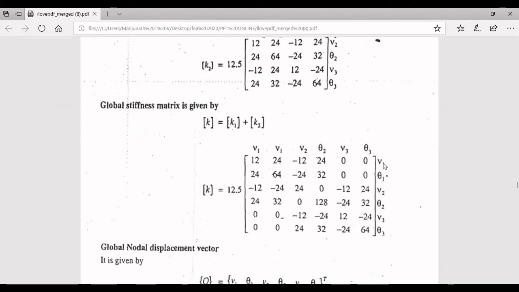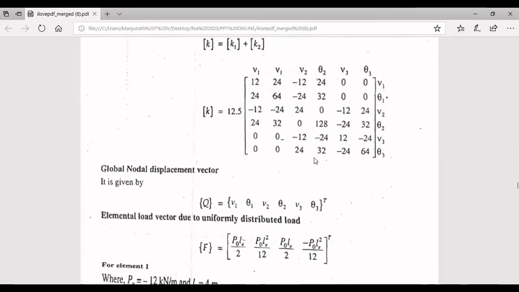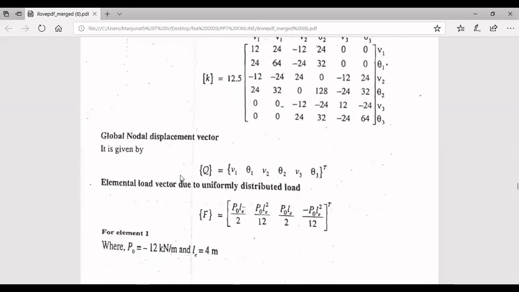See here, if we don't have a V3 V1 combination, similarly we don't have a V1 V3 combination also, so we are going to give it 0 here. Okay, so this gives the global stiffness matrix. After obtaining the global stiffness matrix, we should write the global nodal displacement vector Q, based upon the number of nodes. We are going to get the nodal displacements.